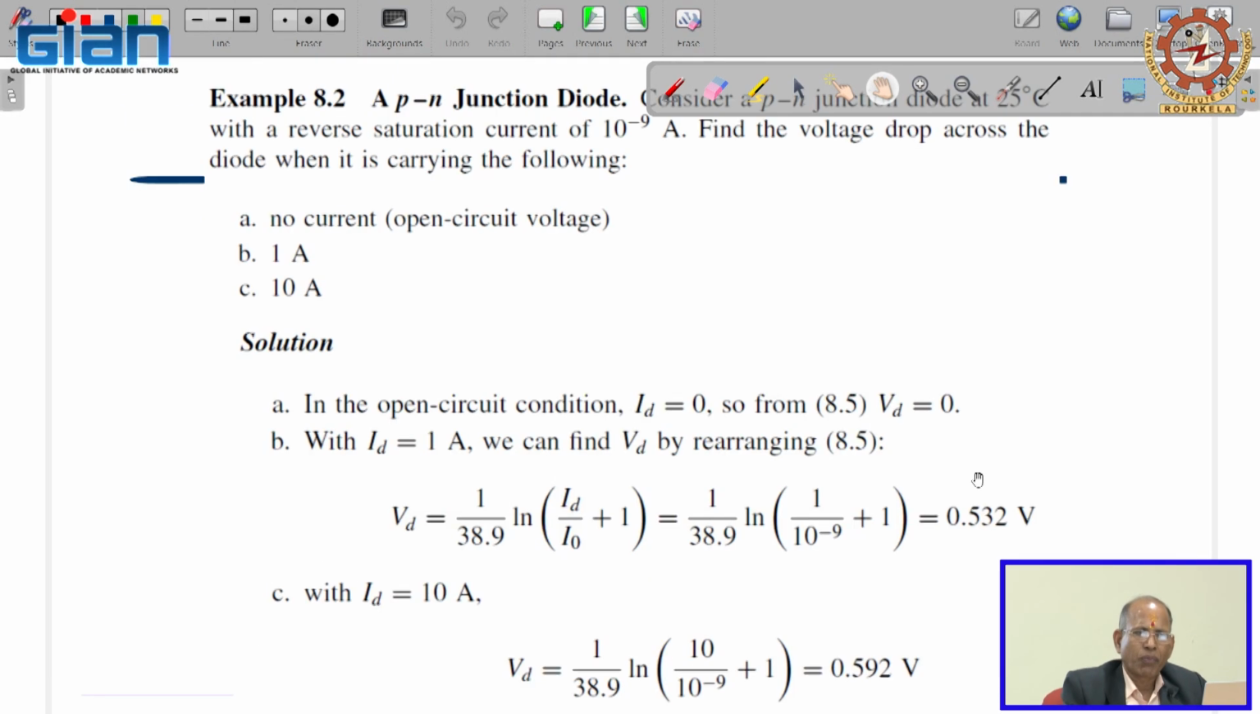Then you see that for the diode, you can do the calculation for this diode voltage. Even the current could be changing in the diode. For example, if you have the diode current, say 1 amp, how much voltage do you get? 0.532. Even if the diode current increases significantly to 10 amps, the voltage you get is not much different. The voltage is higher, but not significantly, even though the current has changed significantly.